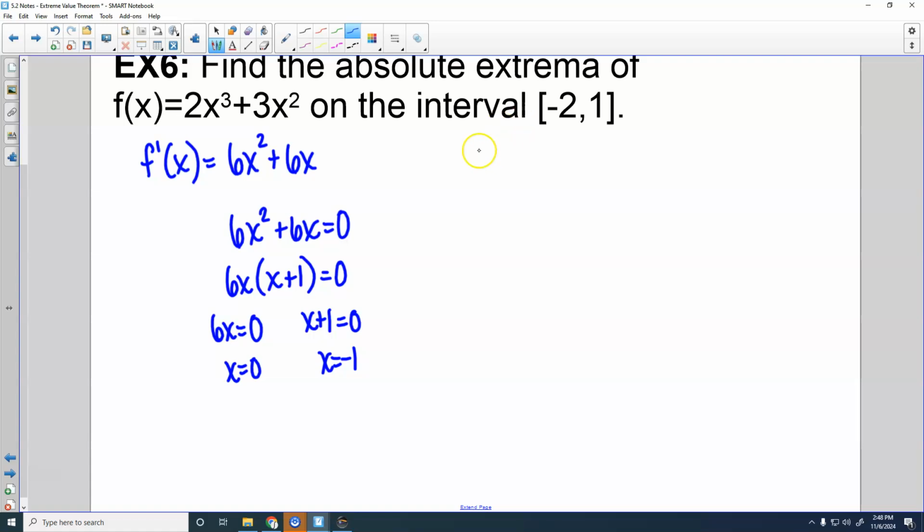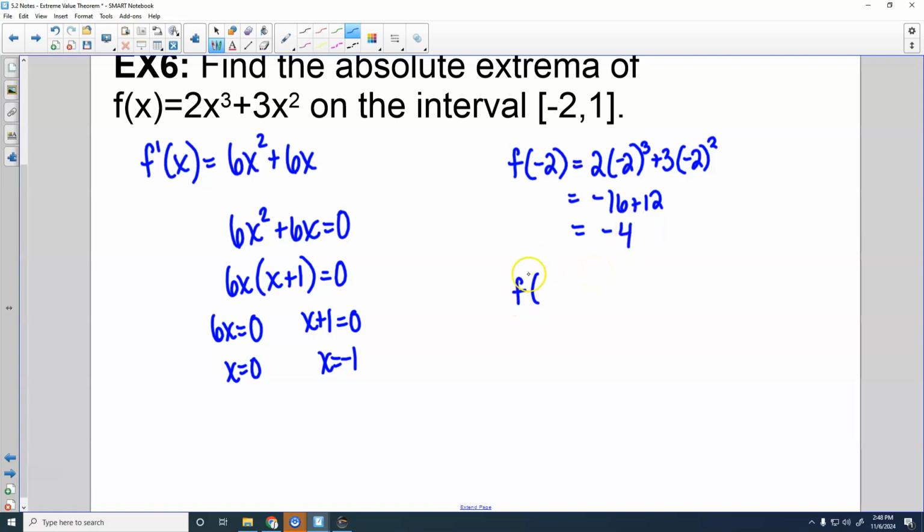So what you want to do is go back to the original function, not the derivative. So you're going to find f of -2. So 2 times -2 cubed plus 3 times -2 squared is going to be -16 plus 12, so that will give us -4. And I like going lowest to highest, so I'm going to do -1 next. So 2 times -1 cubed plus 3 times -1 squared.